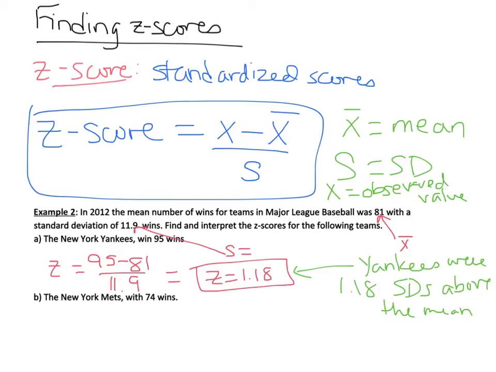So if you want, you can fill that in on your own, but I'll quickly write it out for you also. So the Mets had 74 wins, the mean is still 81, the standard deviation is still 11.9, and their z-score is going to be negative 0.59. And you might be able to guess that that means that the Mets were 0.59 standard deviations below the mean number of wins.